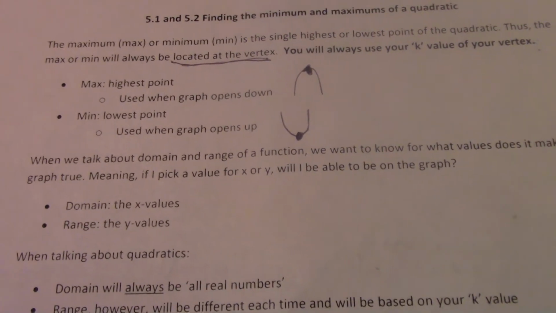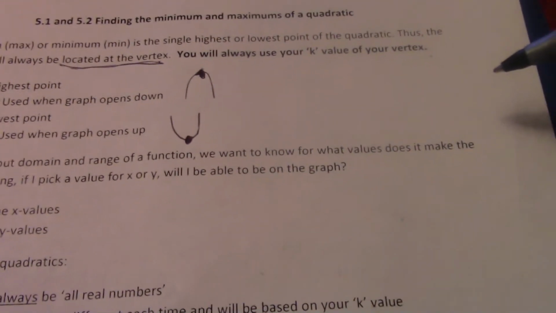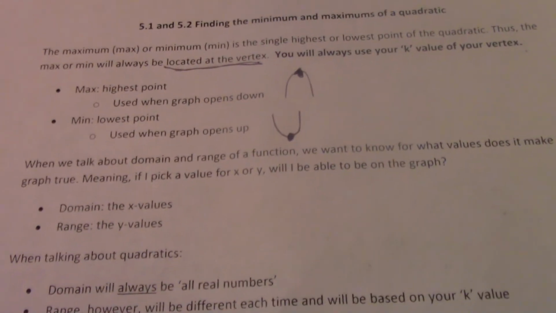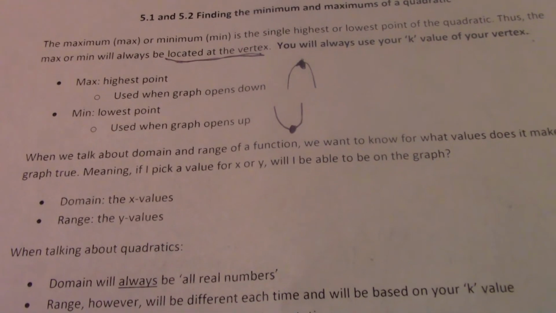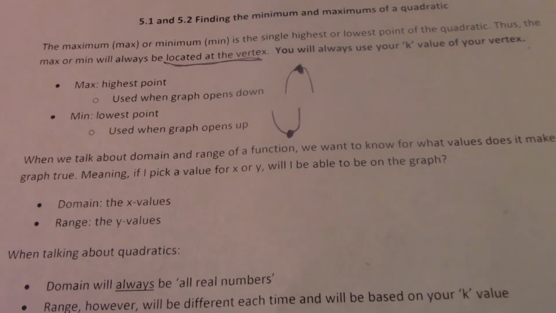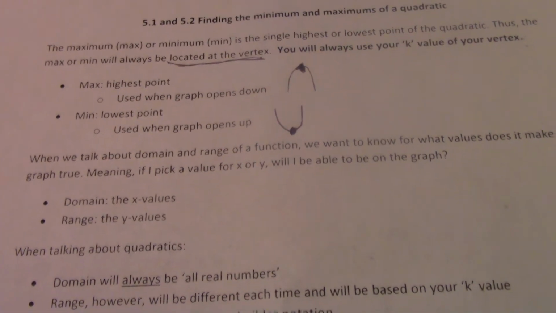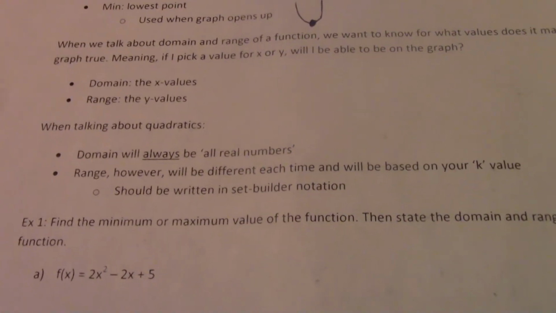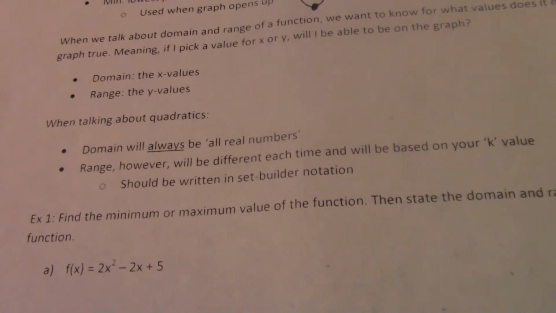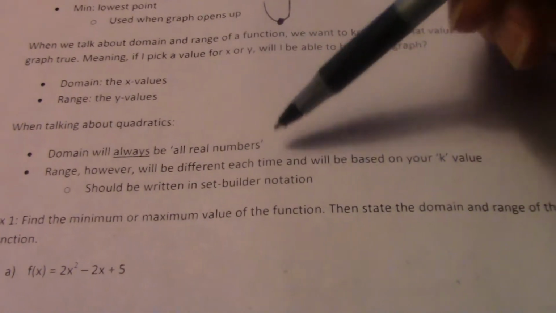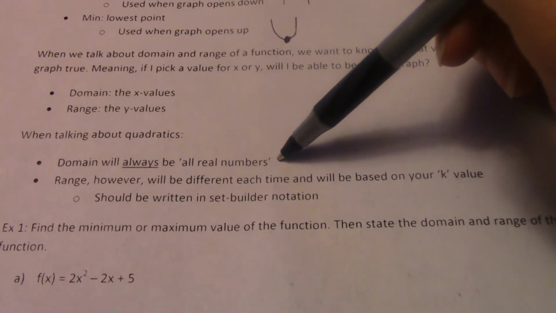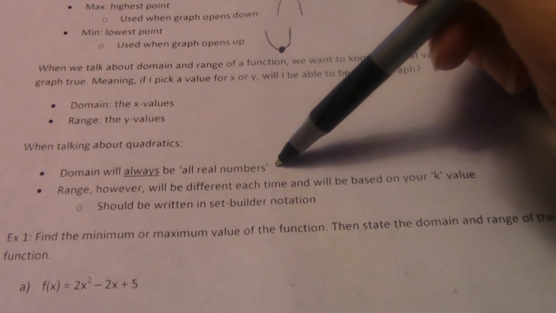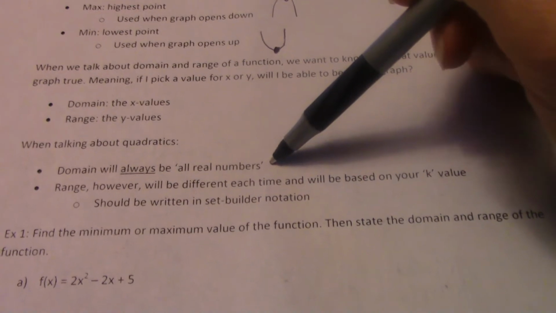When we talk about the domain and range of the function, we want to know for what values does it make the graph true. Meaning, if I pick a value for x or y, will I be able to put it on the graph? So the domain, you should know are the x values, the range are the y values. So when talking about quadratics, domain will always be all real numbers. This one will not change when we're talking about something with an x squared. Range, however, will be different each time and will be based on your k value.